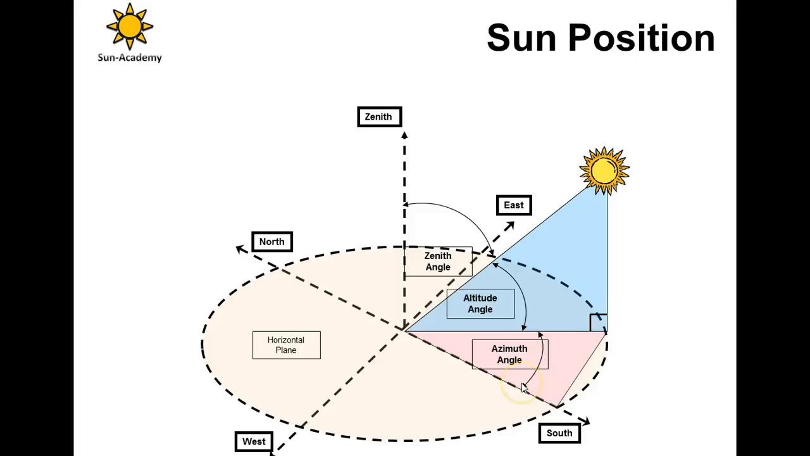The zenith angle is the angle between the line to the sun and directly overhead. The zenith angle and the altitude angle are complementary angles. The addition of the two angles always equals 90 degrees.